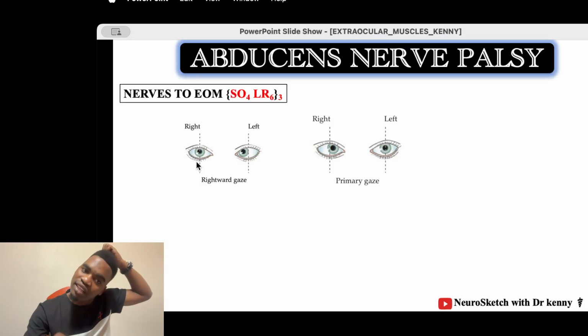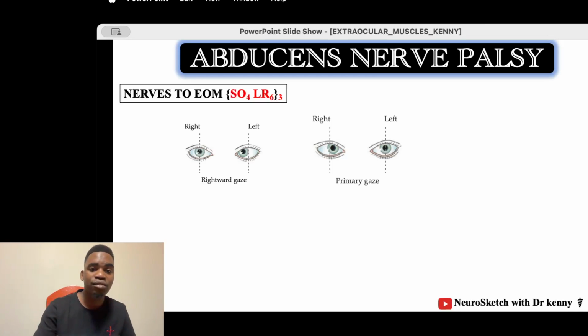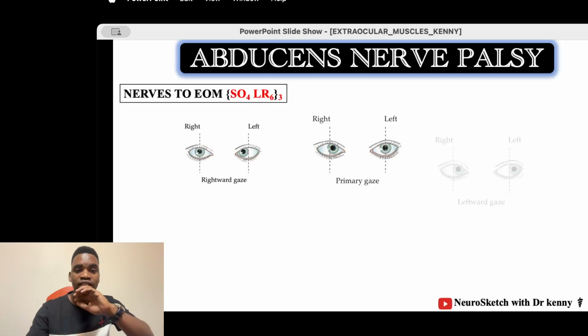So when you tell the patient to look to the right, the eye will look a little bit lateral, so the eye will abduct a bit. Why? Because of the action of the superior oblique and the inferior oblique muscle. So what if I tell this patient to look to the left side, to gaze to the left side? Of course, there is no trouble with the left side.